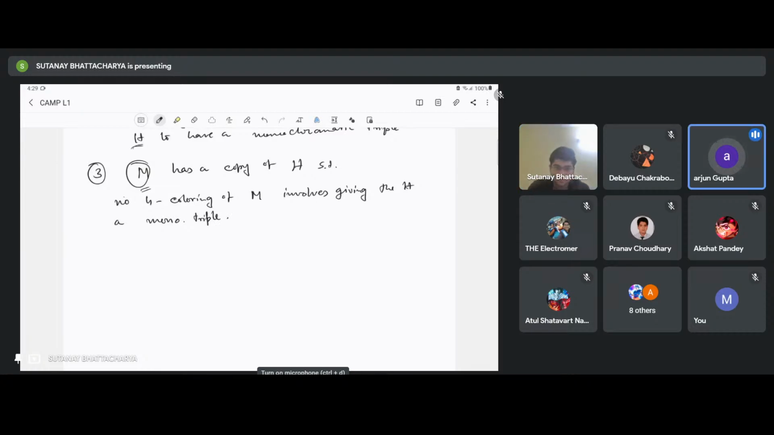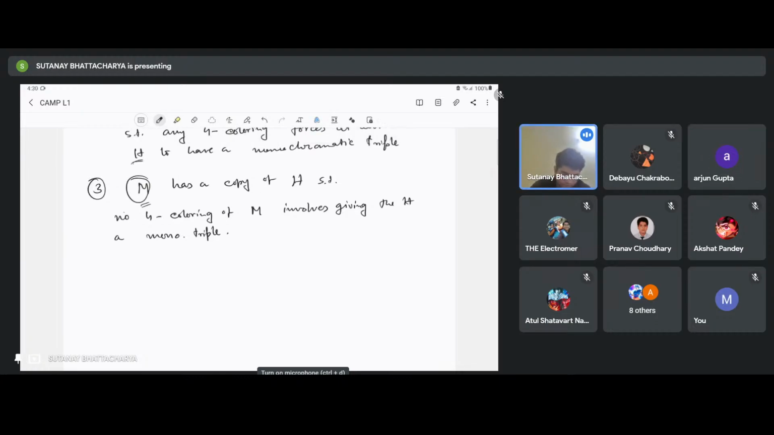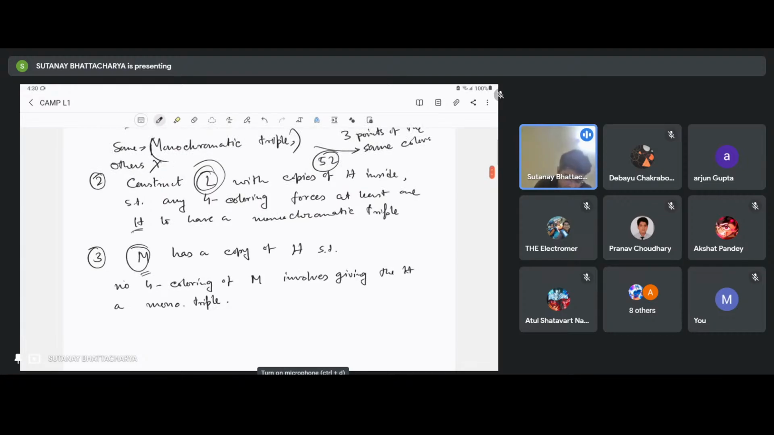Yes, what is the difference between M and L? They are two different graphs. Okay, so L is such that whenever you four color L, at least one H will have a monochromatic triple, and M is a different graph. So L has multiple copies of H inside it, 52 in fact. M will have one copy of H inside it, such that no matter how you four color M, you have to give the H a monochromatic triple. So does the difference make sense? I mean, they serve different purposes, sort of.